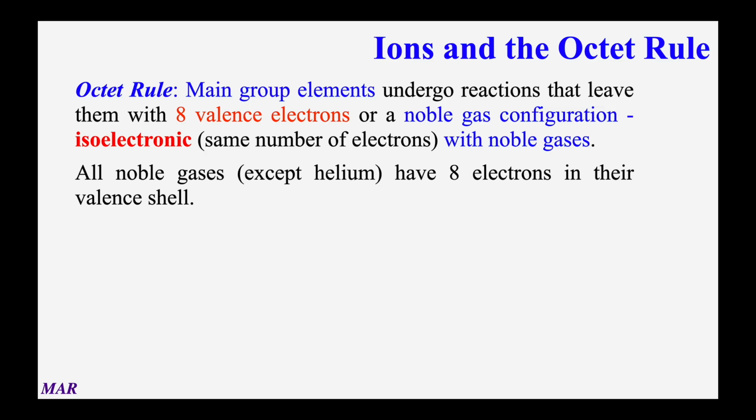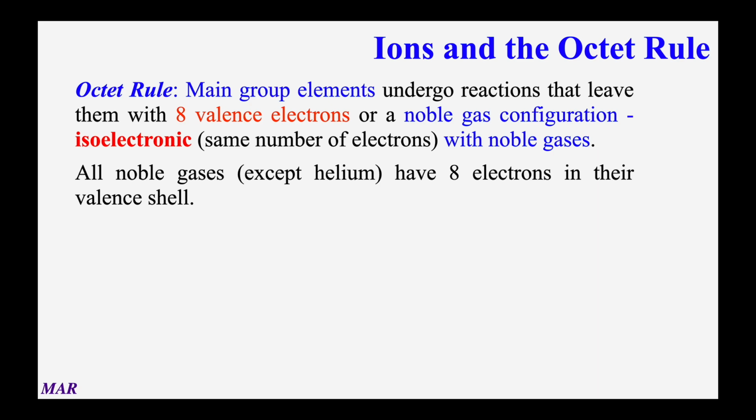Isoelectronic is a term we'll use once in a blue moon. It means the same number of electrons. So if you have a noble gas configuration for one of these ions, it will be isoelectronic with noble gases. Another way to think about this is noble gases are kind of the cool kids on the back of the bus, and if you are on the bus, you probably want to be like the cool kids. So if you gain or lose electrons to look like them, you'll be one of the cool kids too.